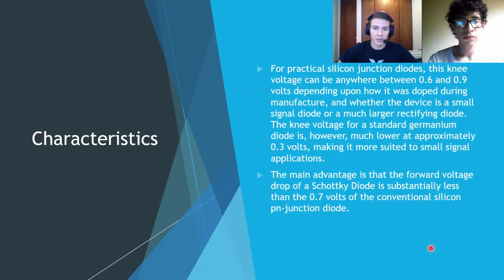Talking about some characteristics of the Schottky diode, for practical silicon junction diodes, the knee voltage can be anywhere between 0.6 and 0.9 volts depending upon how it was doped during manufacture, and whether the device is a small signal diode or a much larger rectifying diode. The knee voltage for a standard germanium diode is, however, much lower at approximately 0.3 volts, making it more suited to small signal applications. The main advantage is that the forward voltage drop of a Schottky diode is substantially less than the 0.7 volts of the conventional silicon p-n junction diode.